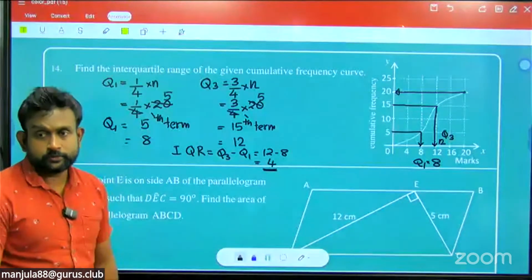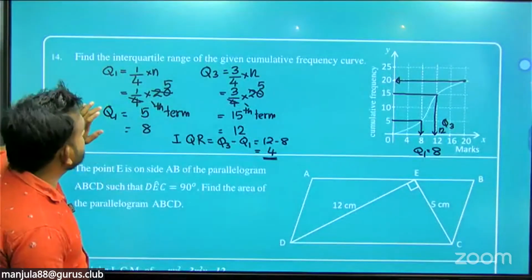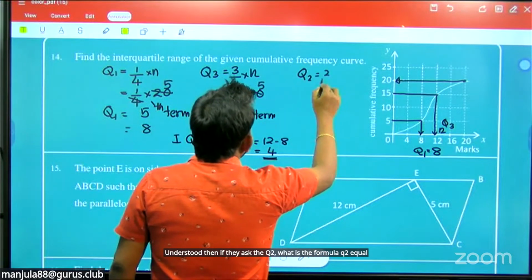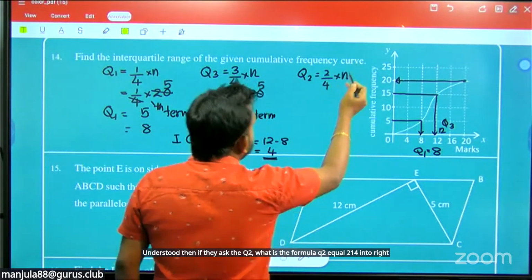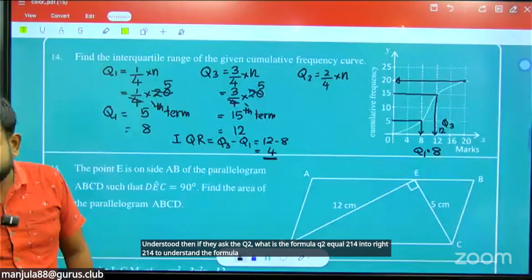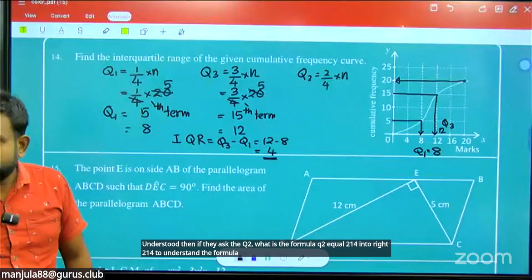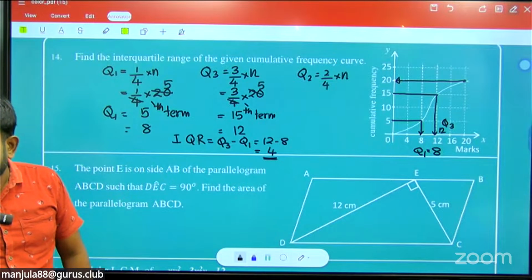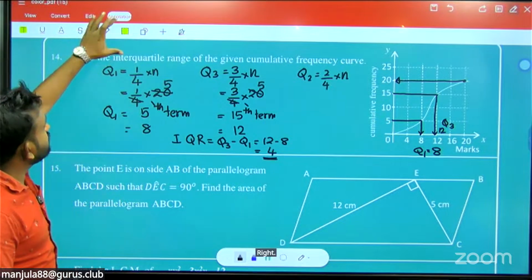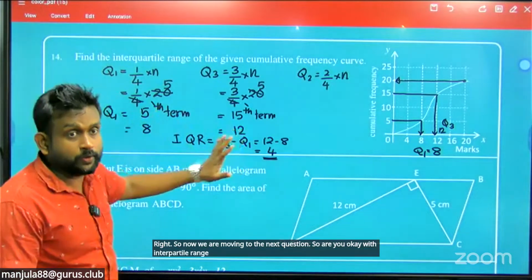Understood? Then if they ask for Q2, what is the formula? Q2 equals 1/2 n. Right, understand the formula. Now we are moving to the next question. So are you okay with the interquartile range, Q3 minus Q1?